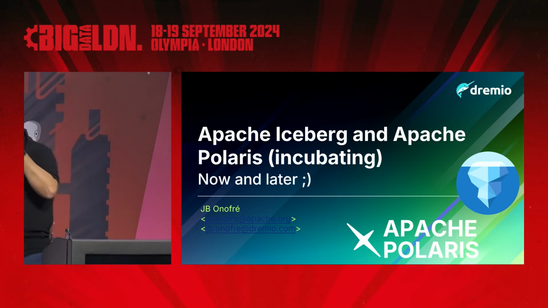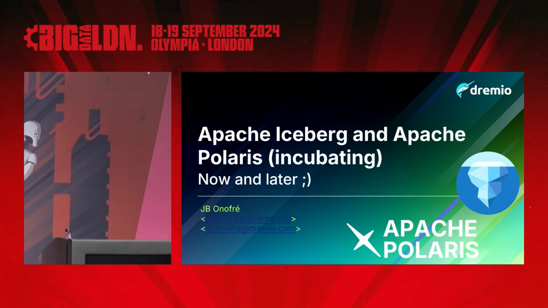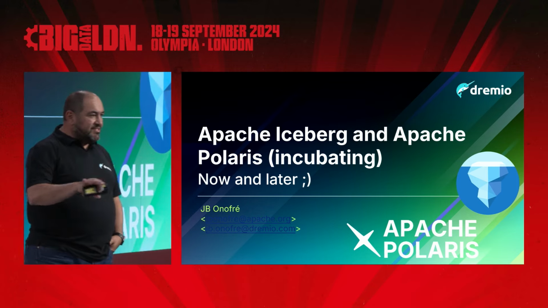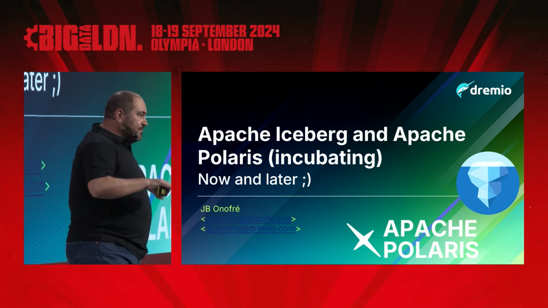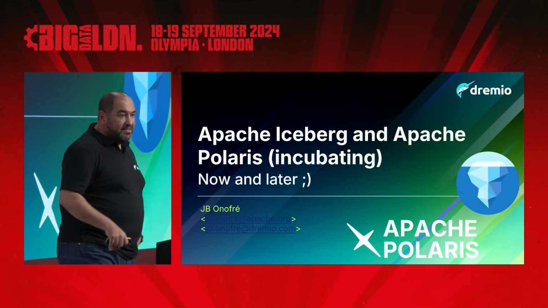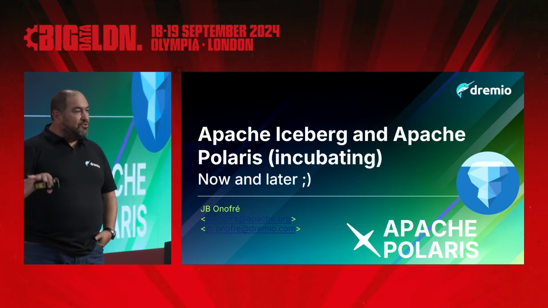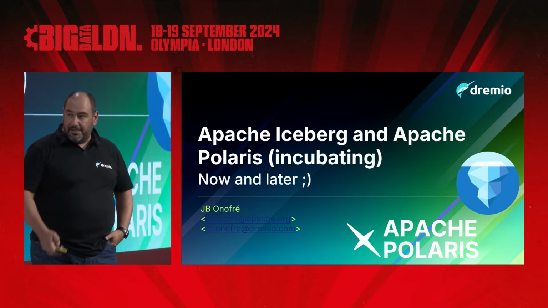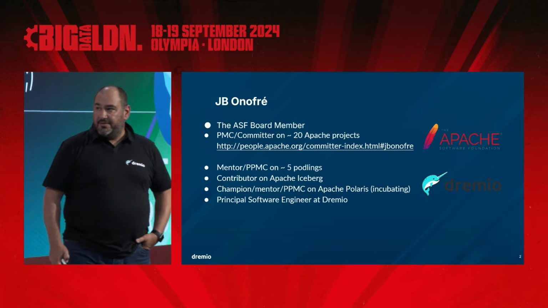All right. Welcome, everyone, for this talk about Apache Iceberg and Polaris, which is a new incubator project. The purpose is to introduce what Iceberg is in the ecosystem and also Polaris in the architecture, and what the new key features are that are going to be added to both Iceberg and Polaris.